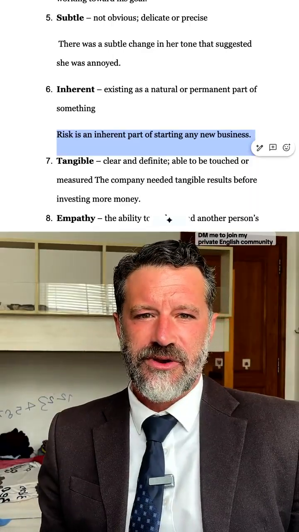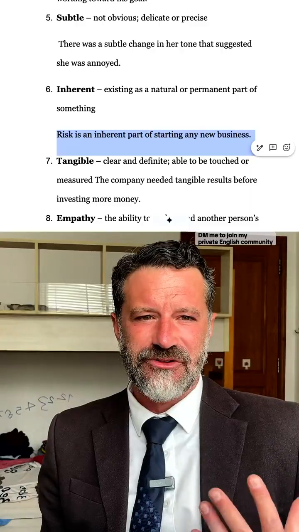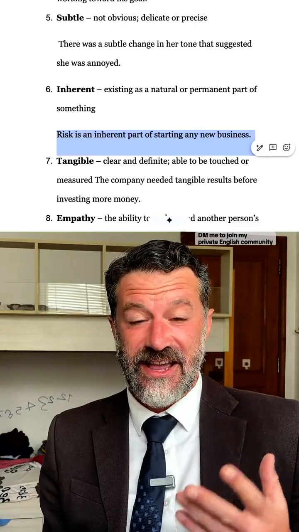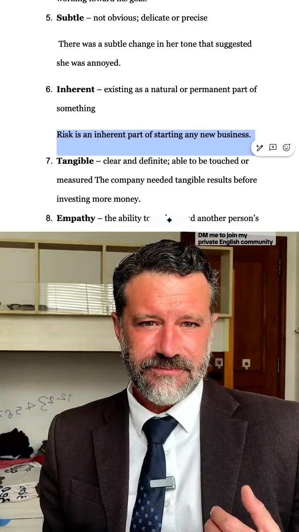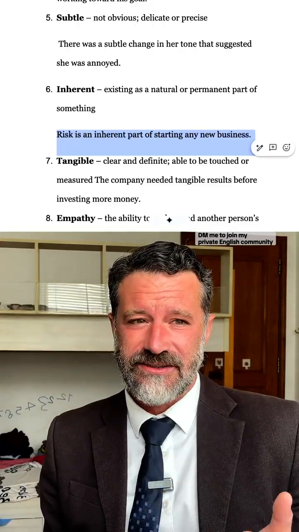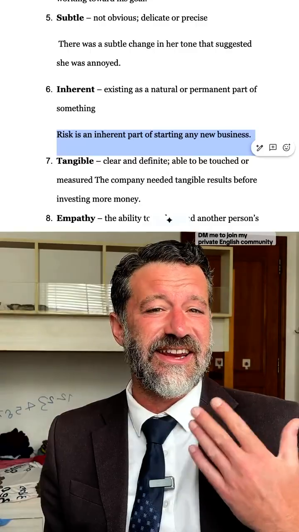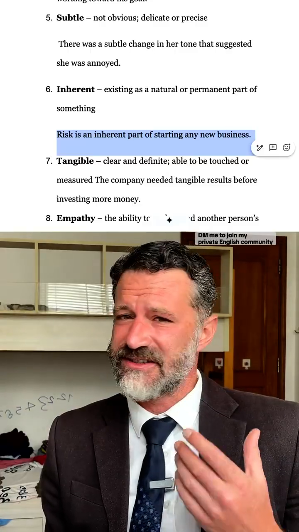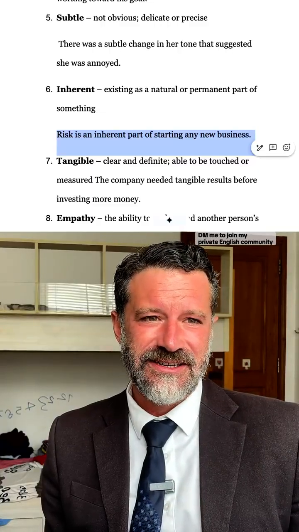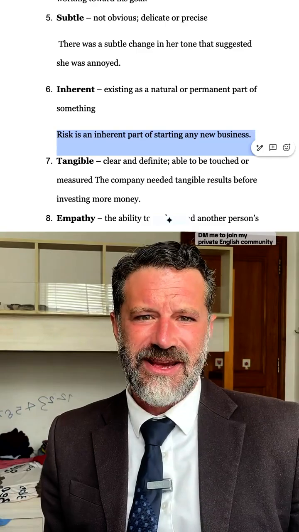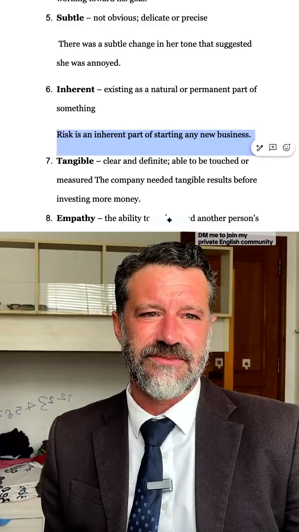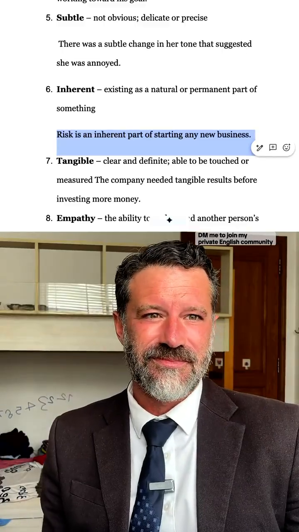So risk is an inherent part of starting any new business, right? So risk is inherent because it's definitely going to happen, right? If you start a new business, there will definitely be risk. So we could say that risk is an inherent part, right? It is definitely there, can't avoid it. Innate. Basically same meaning, right? Risk is an innate part of starting a new business. Intrinsic, yeah.